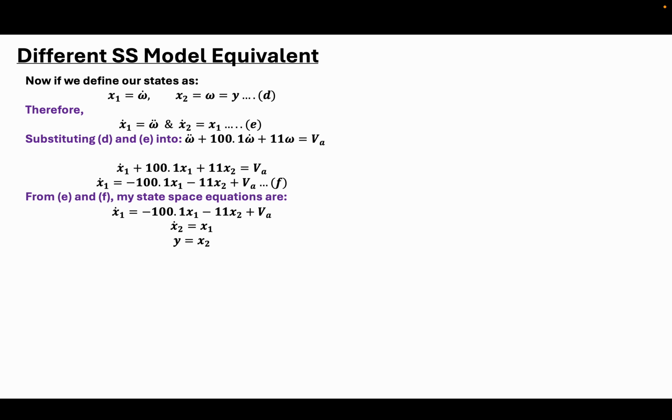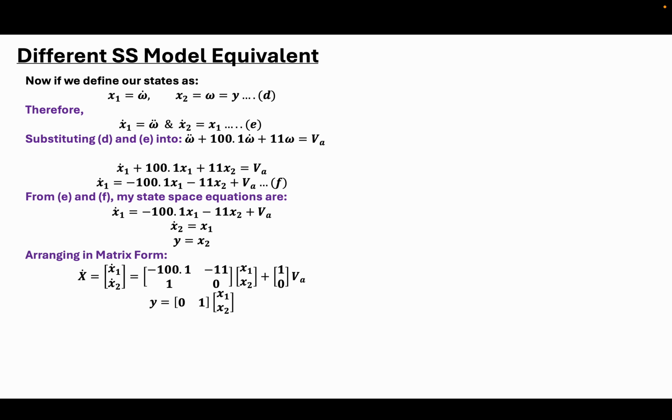So from E and F, my state space equations are these equations, and arranging in matrix form, I will have a different state space model where my A, B, C, D matrices are this. So as you can see, I have two different state space models representing the same transfer function model. So let us see how this can be easily done in MATLAB.